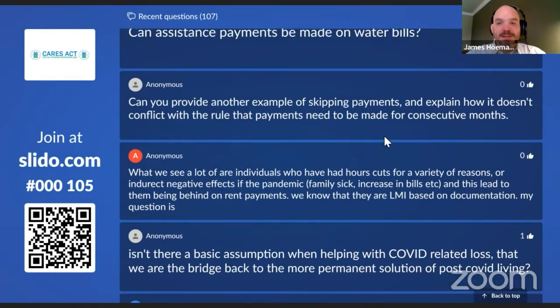Can you provide another example of skipping payments? Explain how it doesn't conflict with the rule that payments need to be made for consecutive months. Sure. So as I mentioned, there's a covered period. You need to look at the clock, and this was in the presentation, although it may not have been exactly clear, that that period starts when that first payment is made. So when you make your first payment, that's when the covered period begins. That is the first month. And then you need to walk out those consecutive months. In other words, that is the window of eligibility, if you want to look at it in that sense.